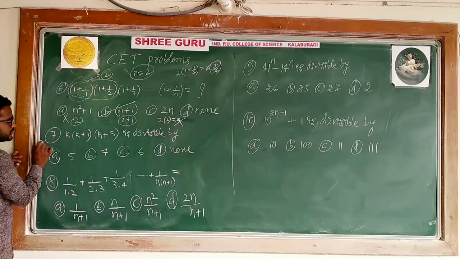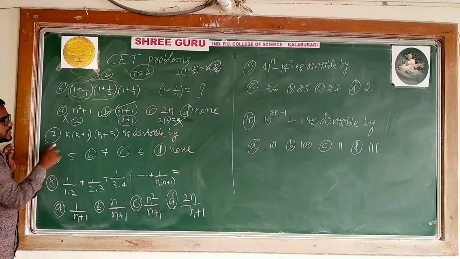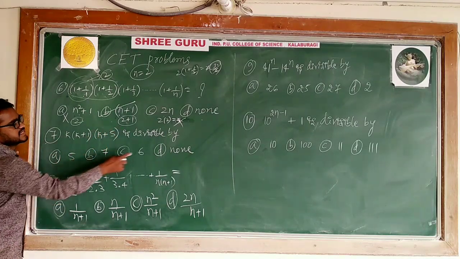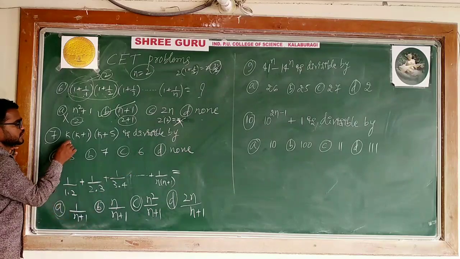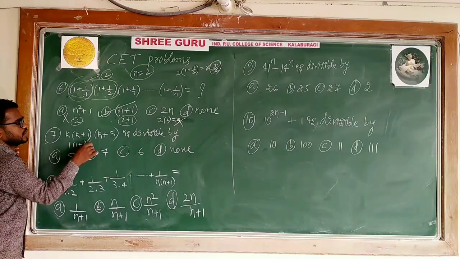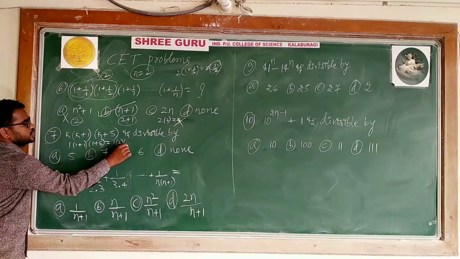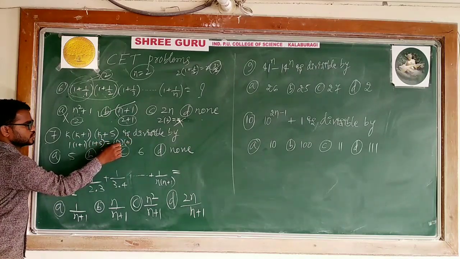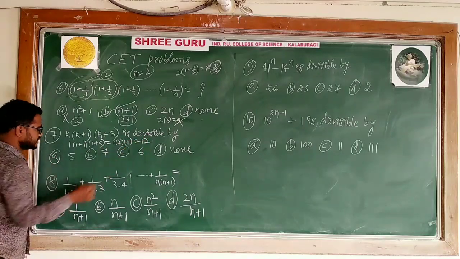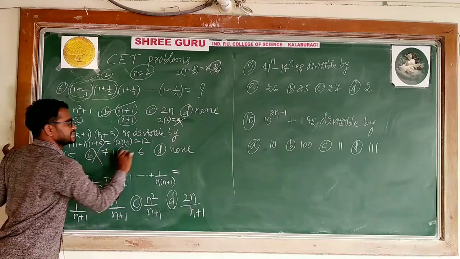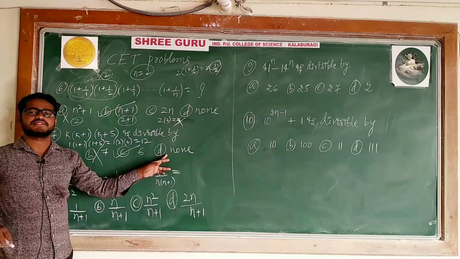Now the 7th one: what is k into k plus 1 into k plus 5 divisible by? The options are 5, 7, 6. Take n is equal to 1: 1 into 1 plus 1 into 1 plus 5, what happened? 1 into 2 into 6 is 12. Is 12 divisible by 7? No. 12 is divisible by 6 definitely. None of this is not necessary.